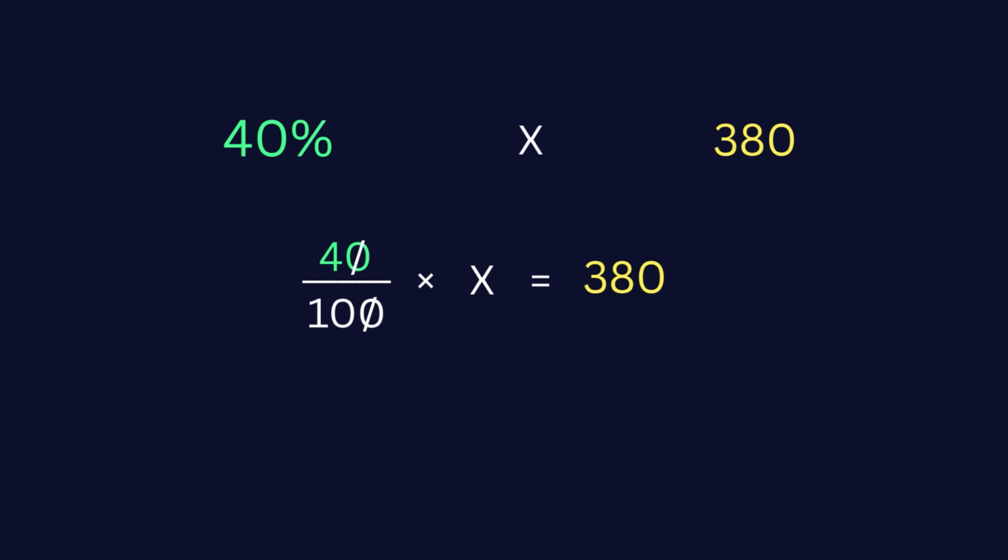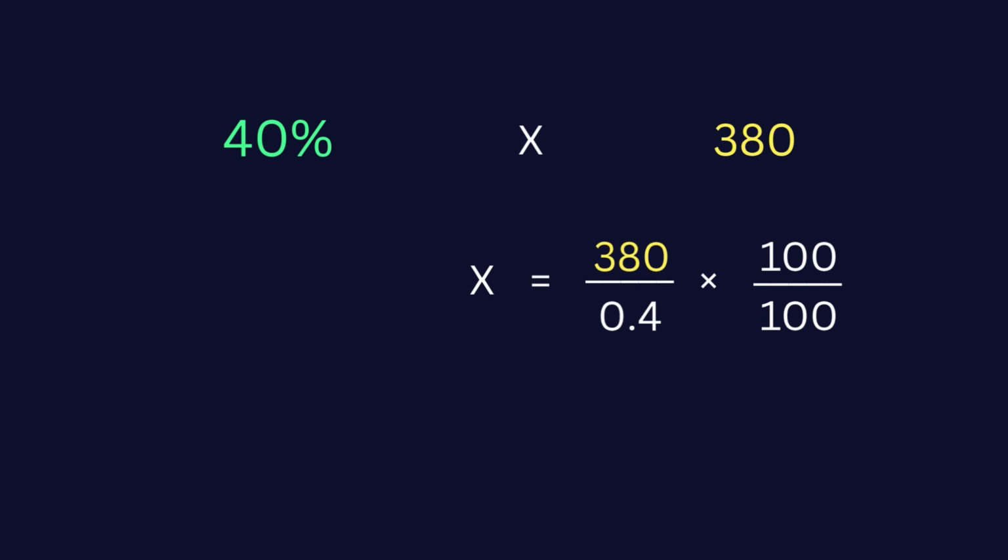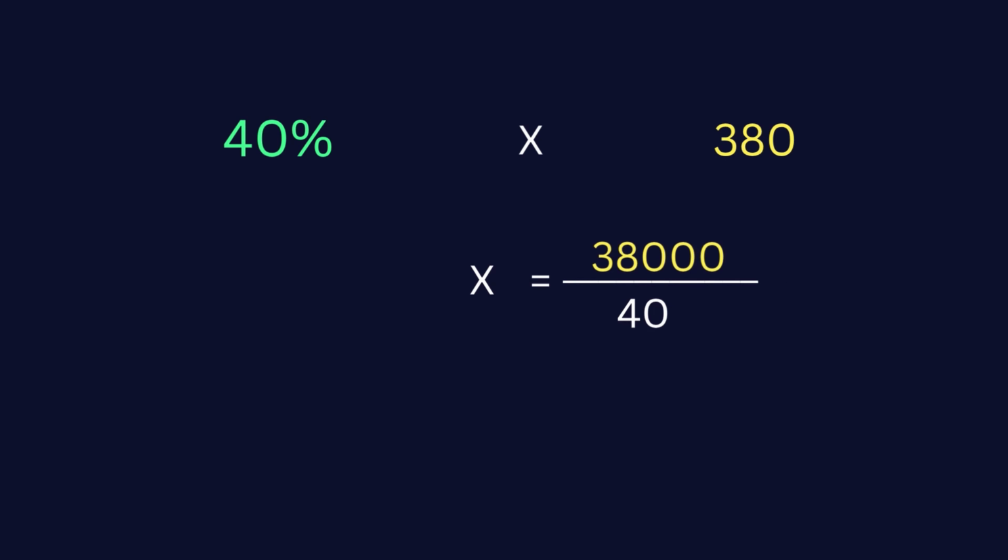Now if I remove the 0, I'm left with 4 divided by 10. If I do 0.4 on both sides, I get x equals 380 divided by 0.4. Now you can do the division, or you can remove the decimal value by multiplying both the numerator and denominator by 100. If I do that, I get 38,000 divided by 40.